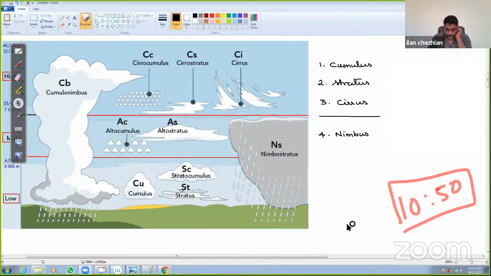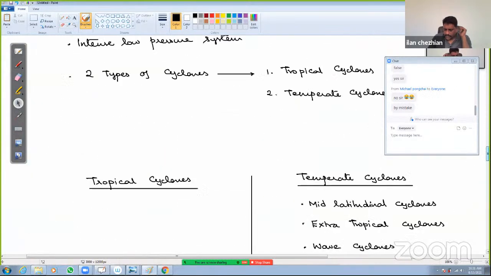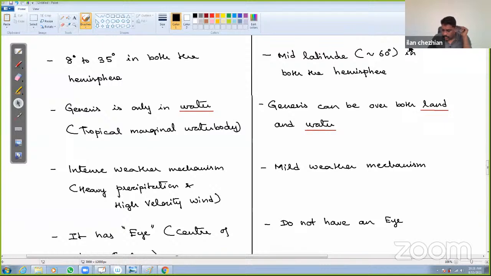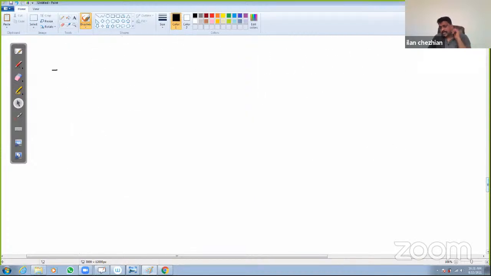Right, my dear friends. We are talking about the difference between tropical and temperate cyclones. The basic difference between them we have taken. Even if you want to skip temperate cyclones, it doesn't matter. But tropical cyclones are very, very important for us. So we'll take the case of tropical cyclones.